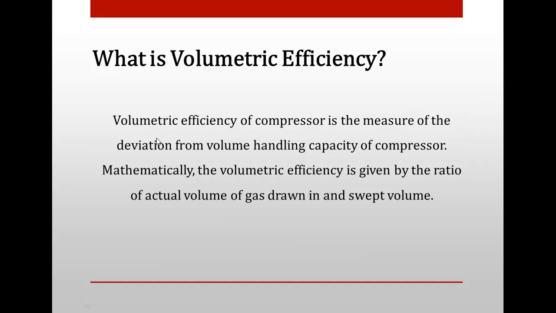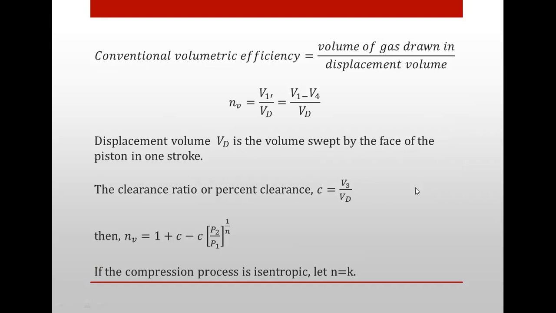Now I have here the conventional formula for the volumetric efficiency. The conventional, or generally used, formula for volumetric efficiency is the volume of gas drawn in over the displacement volume. It can also be written as N sub V equals V sub 1 prime over V sub D, or the displacement volume.